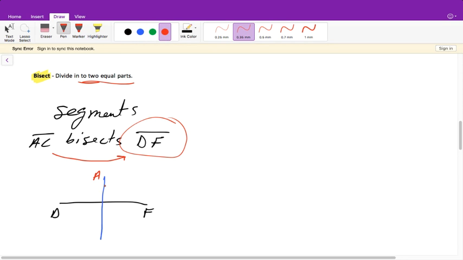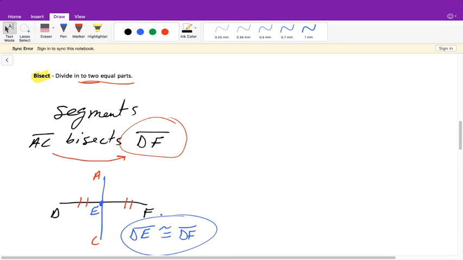So in this case, we have AC. It is making two equal parts here. So now we can add this point E, because anytime two lines intersect, they create a point. And we're able to say that segment DE is congruent to segment EF. The one thing that you have to be aware of for this is when AC bisects DF, AC is not being cut in half, but DF is, and it's creating two congruent parts.